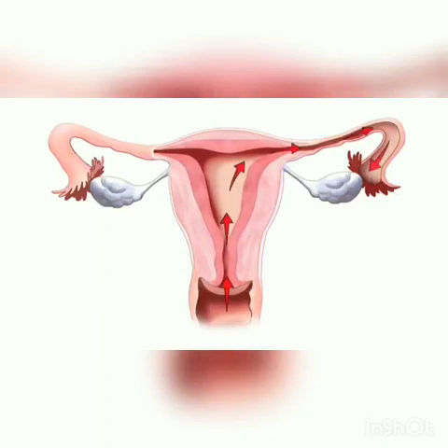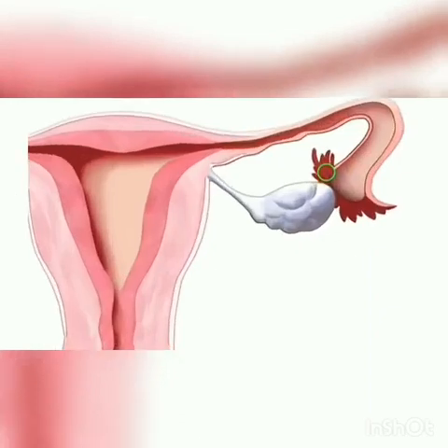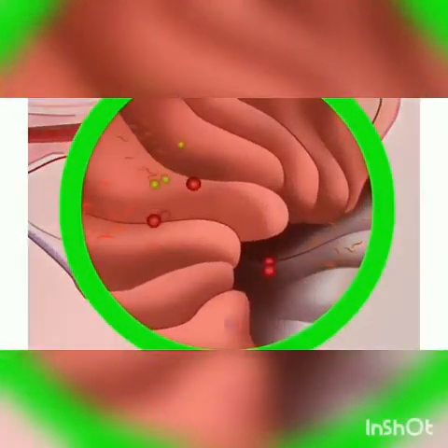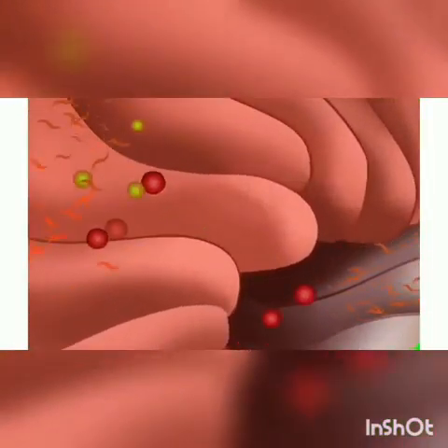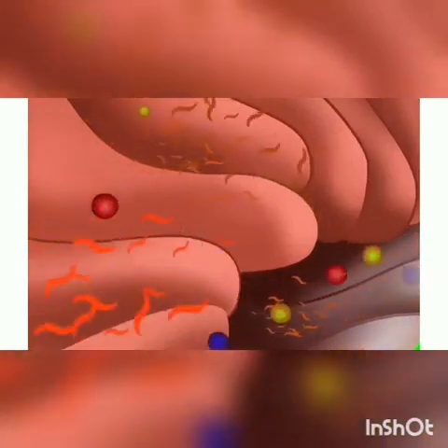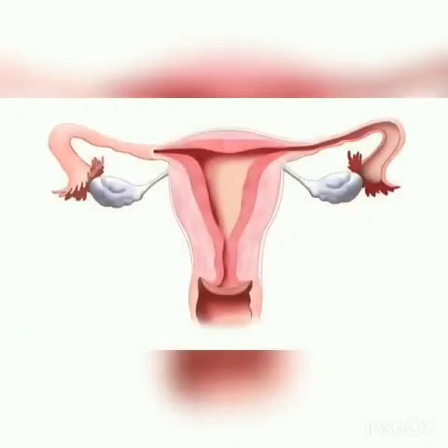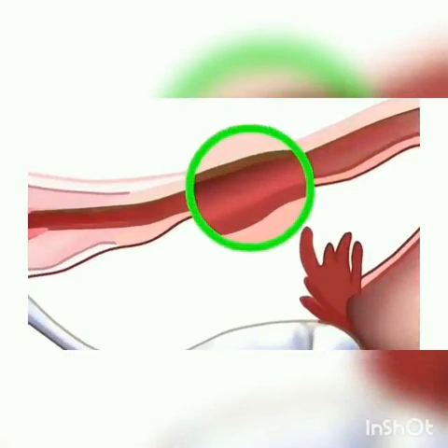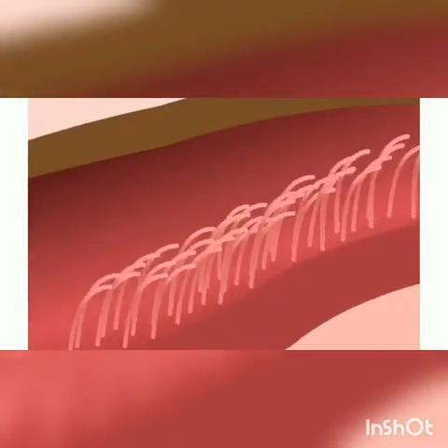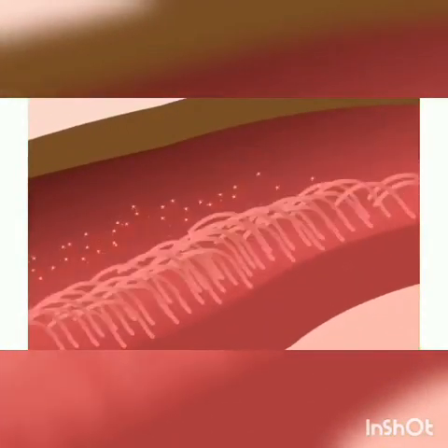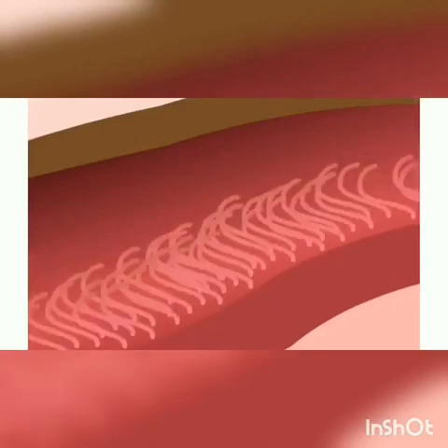The proximal part of the fallopian tube bears a funnel-shaped structure called the infundibulum. The edges of the infundibulum have many finger-like projections called fimbriae, which help in the collection of the ovum after ovulation. The last part of the oviduct is the isthmus, which connects the ampulla and the infundibulum to the uterus.